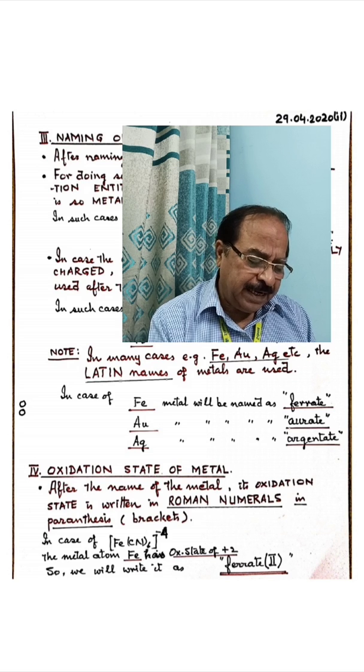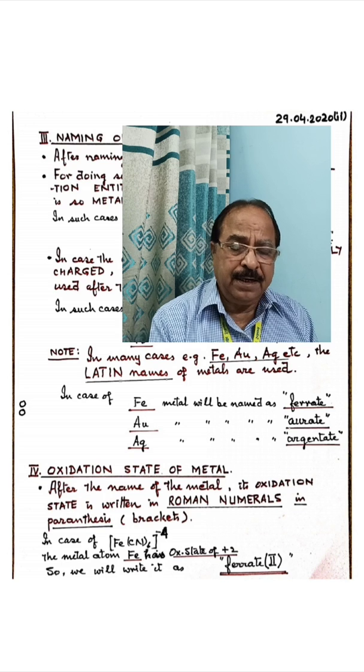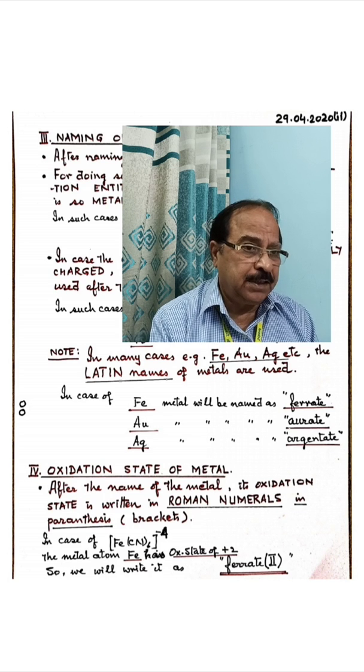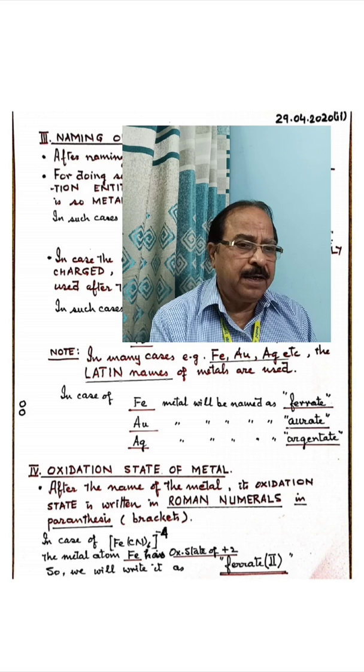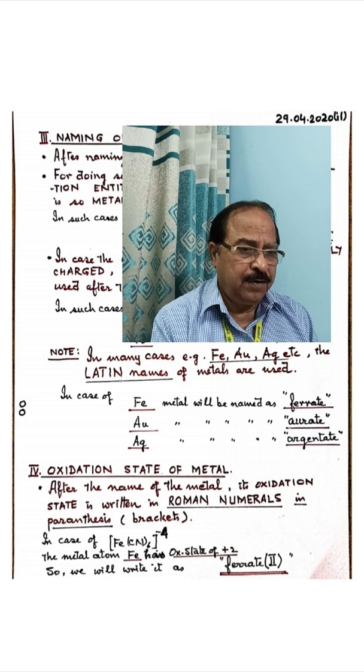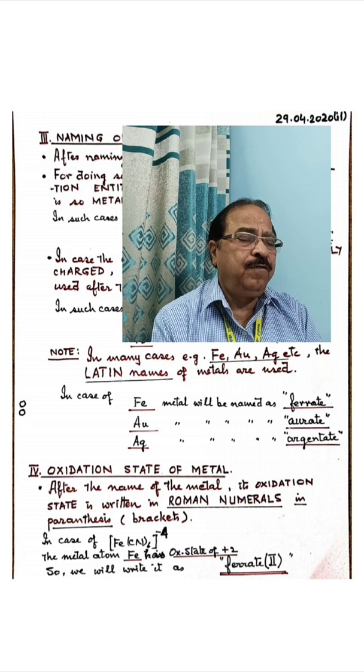So we will write the name of the iron as ferrate, because it is a negatively charged entity, and then in brackets, in Roman numerals, we will write 2 and close the bracket. This is how we name the coordination compounds.